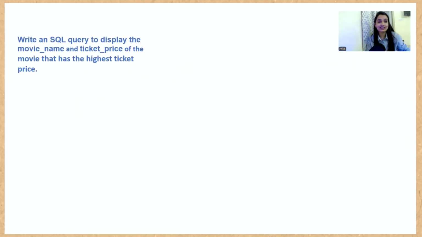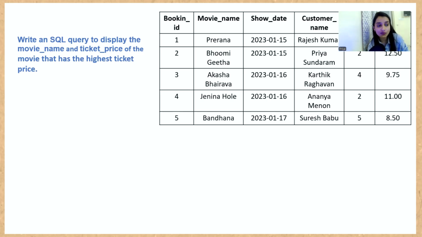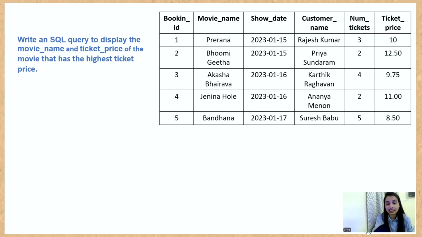So observe carefully, guys. Let's say this is the problem statement. You have to write an SQL query to display the movie name and ticket price of the movie that has the highest ticket price. So what you have to display? The movie name and the ticket price, which has the highest ticket price. So if you carefully observe, here we have ticket prices 10, 12.50, 9.75. Which one is highest? 11, right?